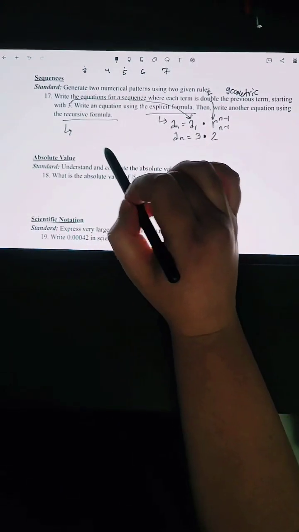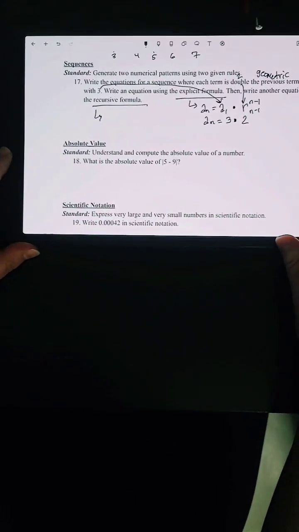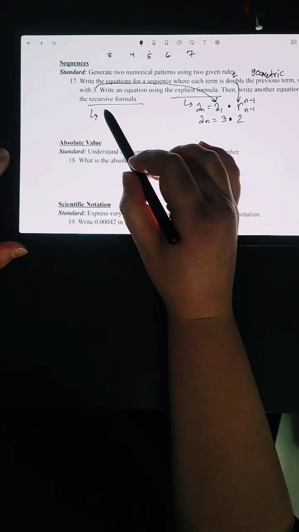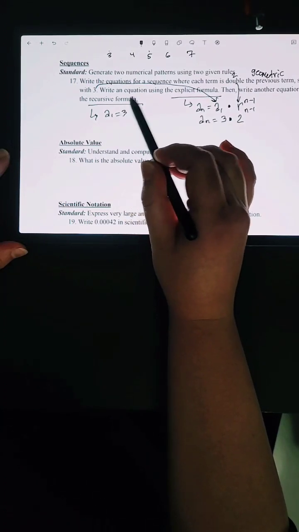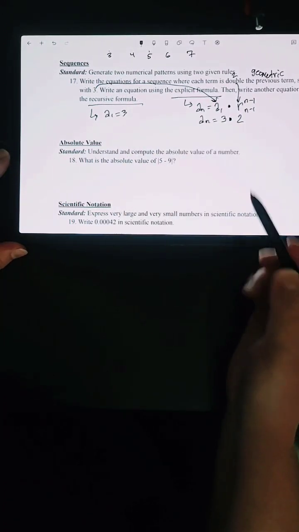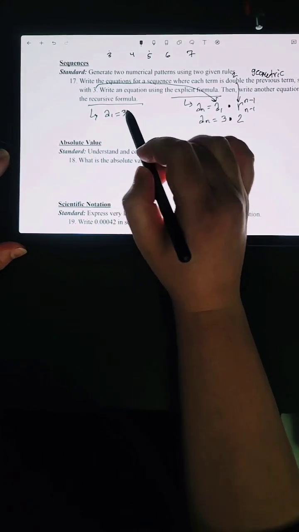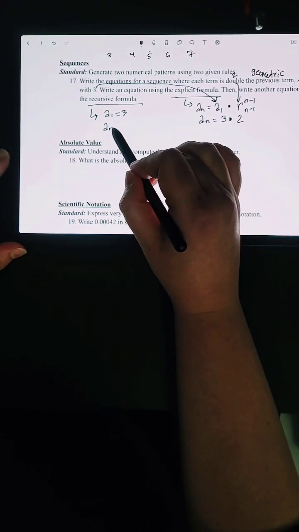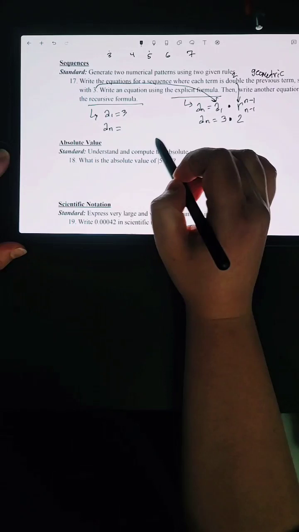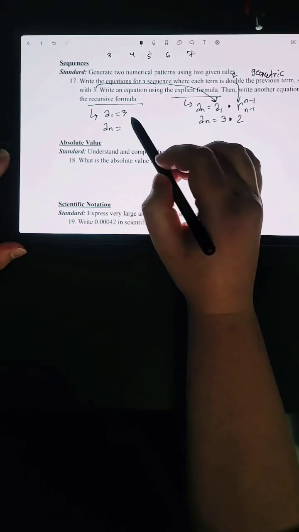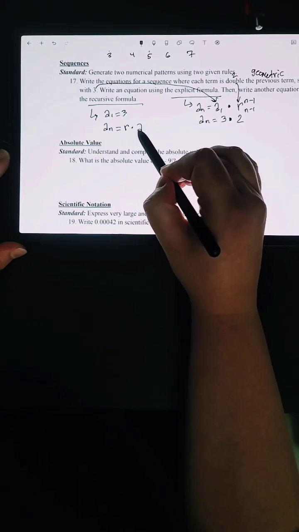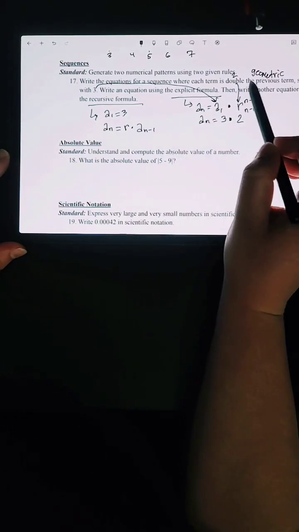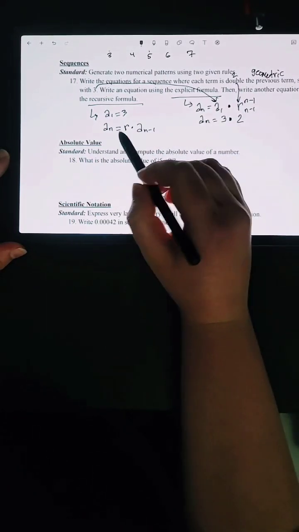The recursive formula is kind of like it has 2 equations with it. So you basically have to write what the first term is, a of 1, which we already know is 3, like we already figured that out from the problem. And then after that, a of n is equal to whatever the common ratio r is times a of n minus 1.